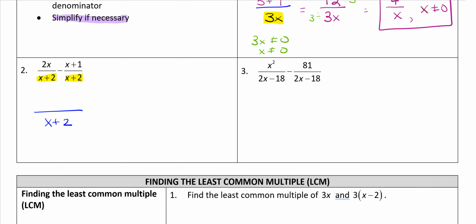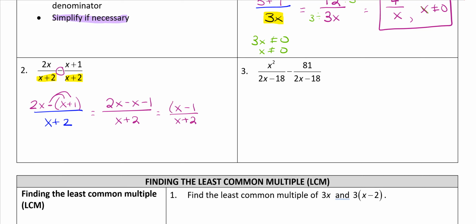And then we're going to say 2x. Now this time we have a minus, so we're going to do minus, and we have to put x plus 1 in parentheses because we have to distribute that negative to both pieces. So this is really going to be 2x minus x minus 1, and it's still going to stay over that x plus 2. So now it's just a matter of simplifying it down. 2x minus x, those are like terms, so that's 1x minus 1 over x plus 2.